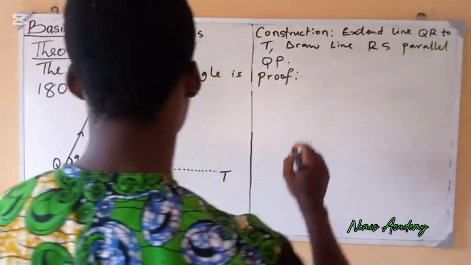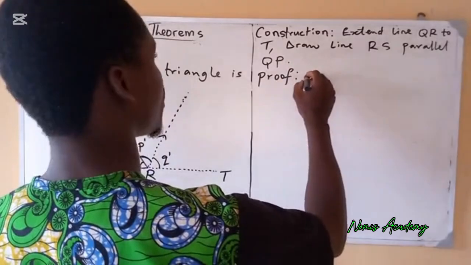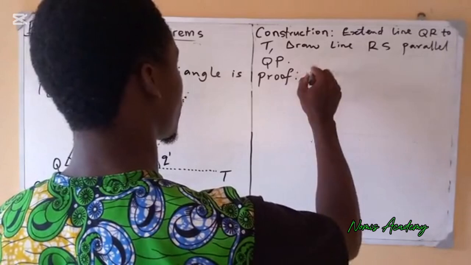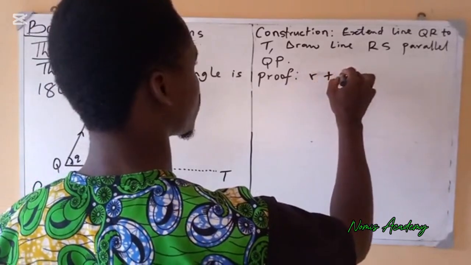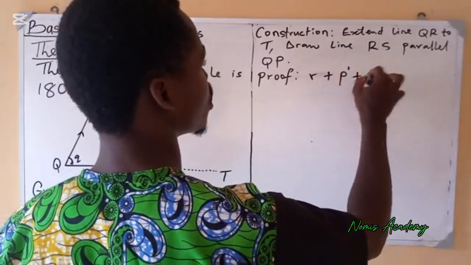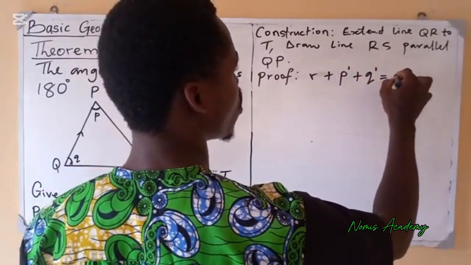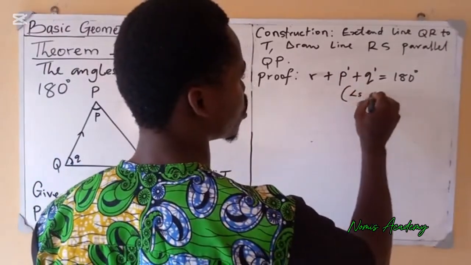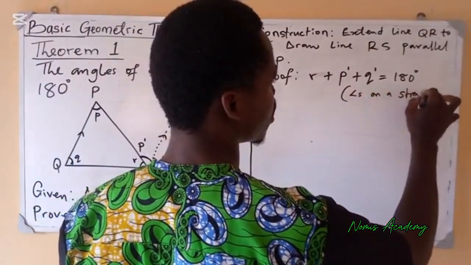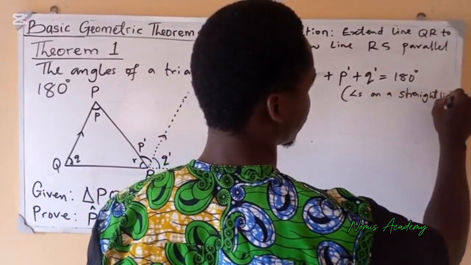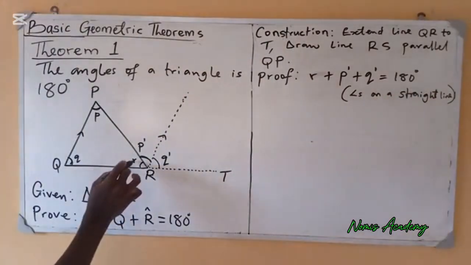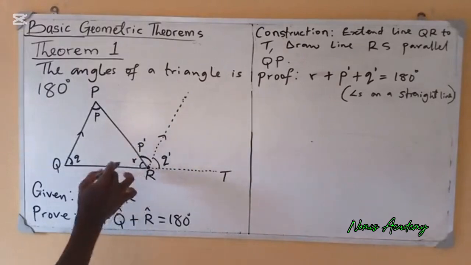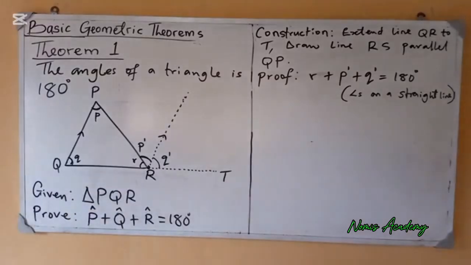So we have P, Q. Okay, we have R plus P prime plus Q prime equal to 180 degrees. That is angles on a straight line. Okay, so you agree with me that angle R, P prime, and Q prime are on a straight line, so they sum up to 180 degrees.